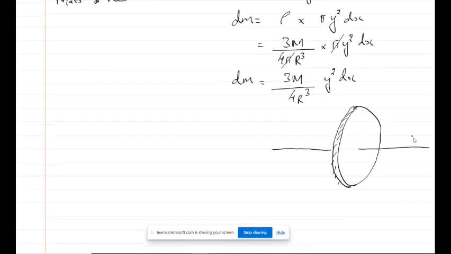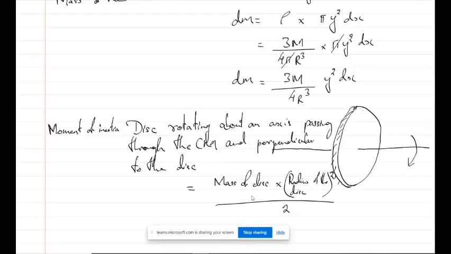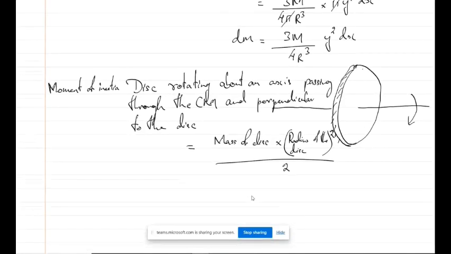This one is spinning this way. So this is the moment of inertia of the disk rotating about an axis passing through the center of mass and perpendicular to the disk. We derived this a couple of classes ago, and it is equal to the mass of the disk multiplied by the radius of the disk squared, divided by 2.